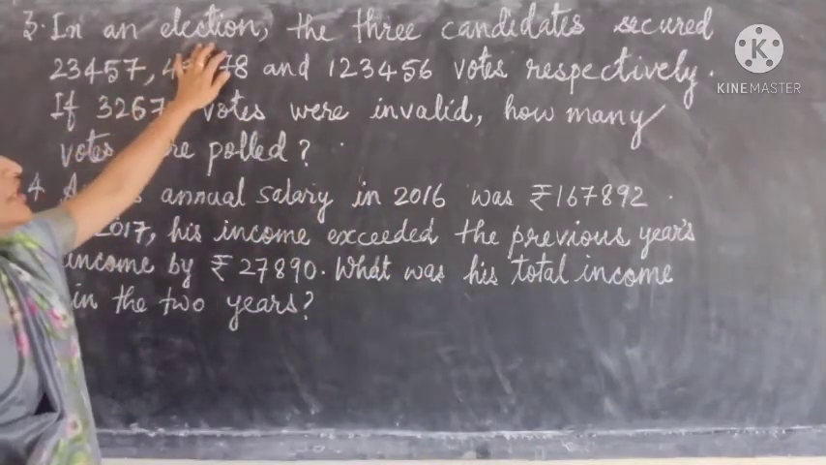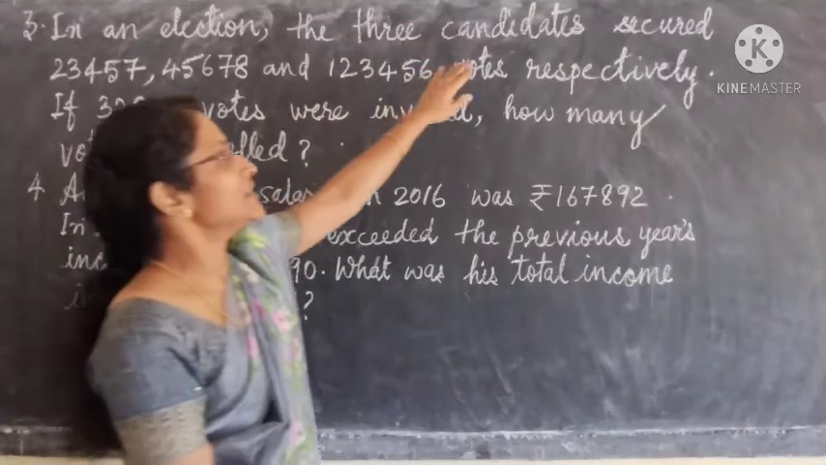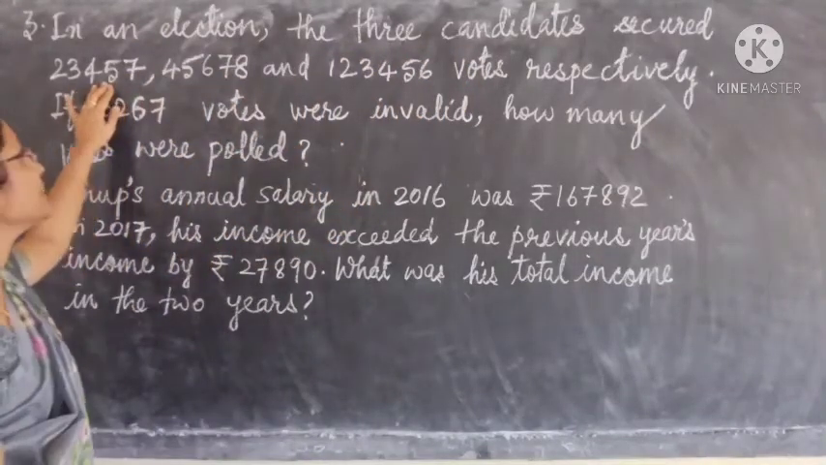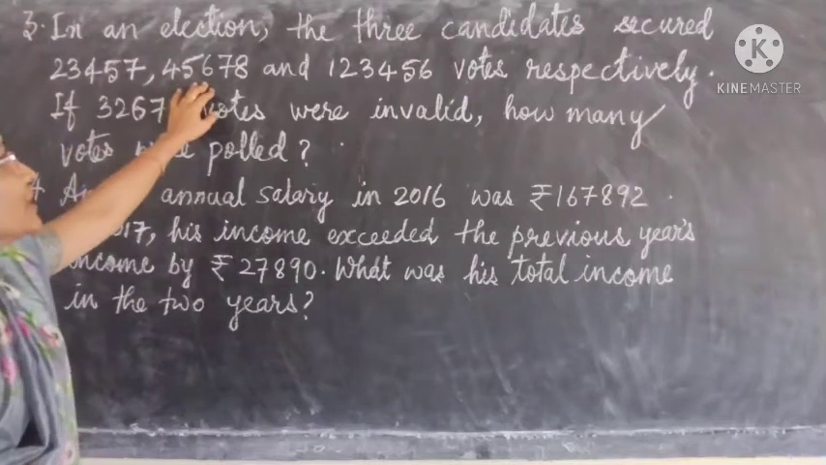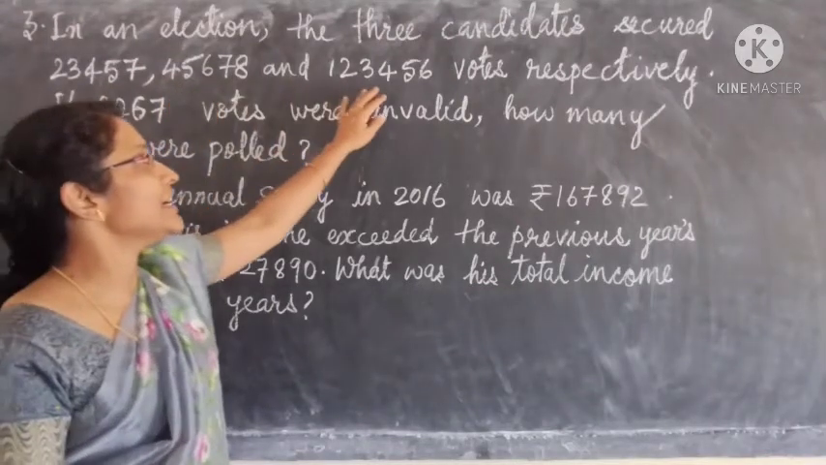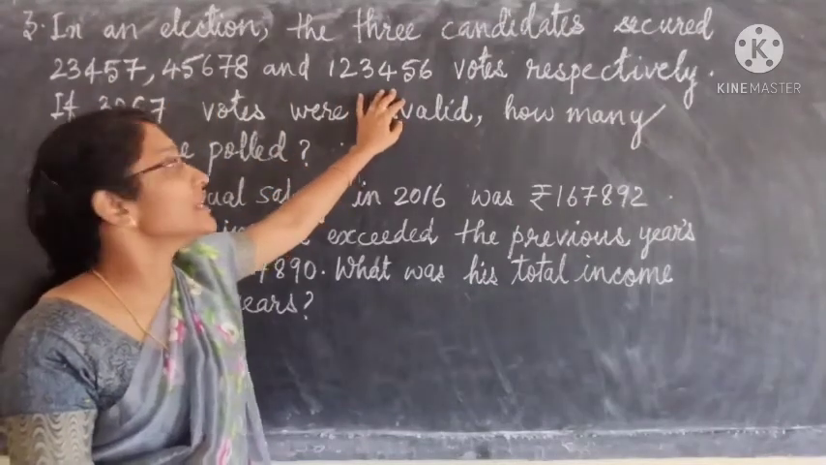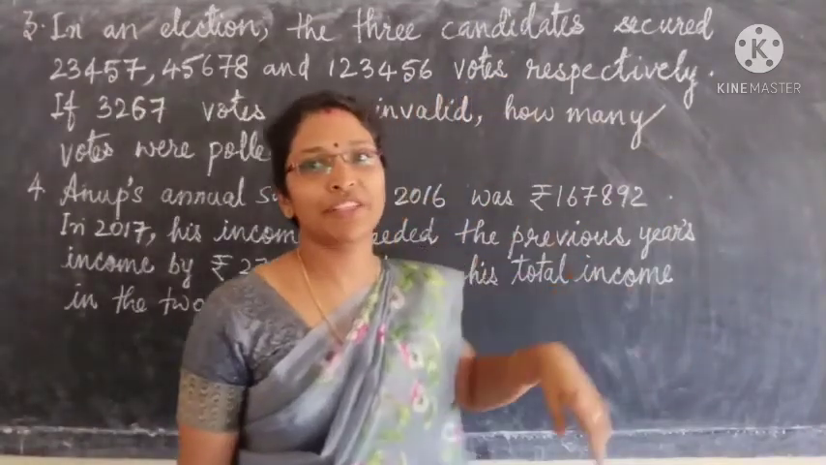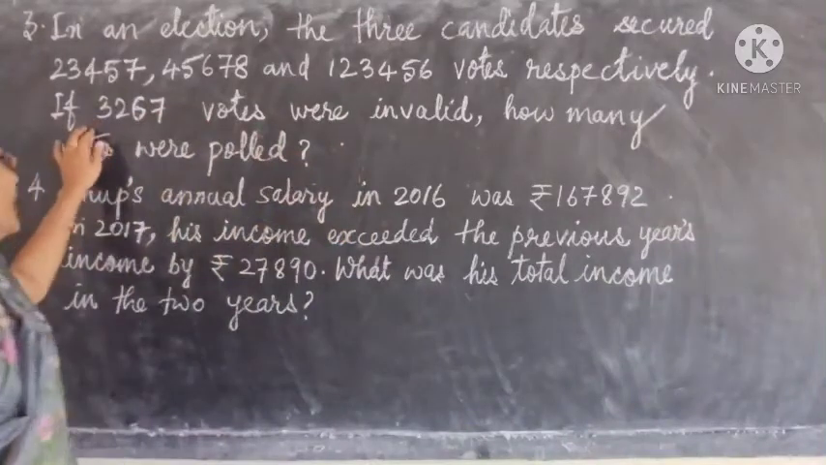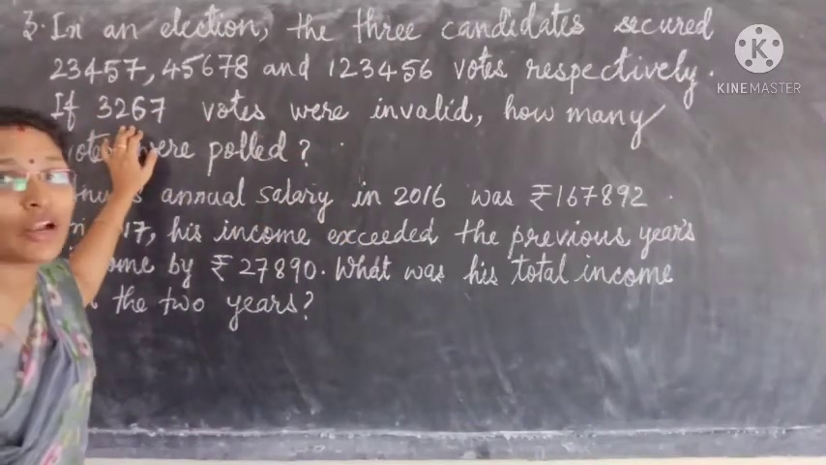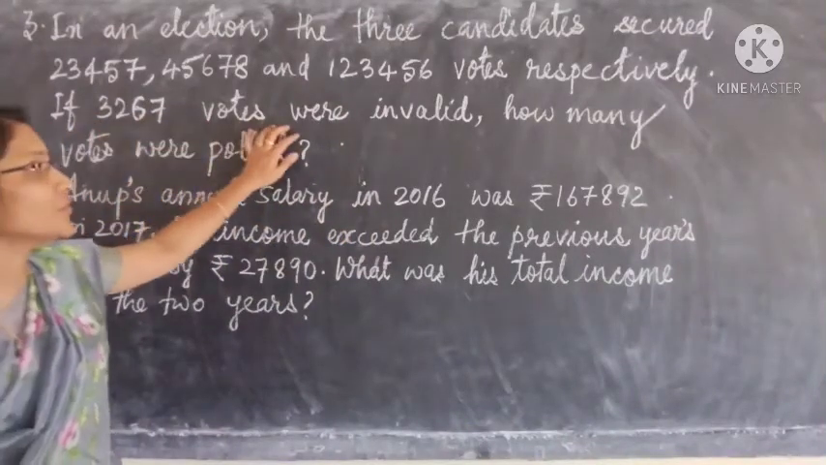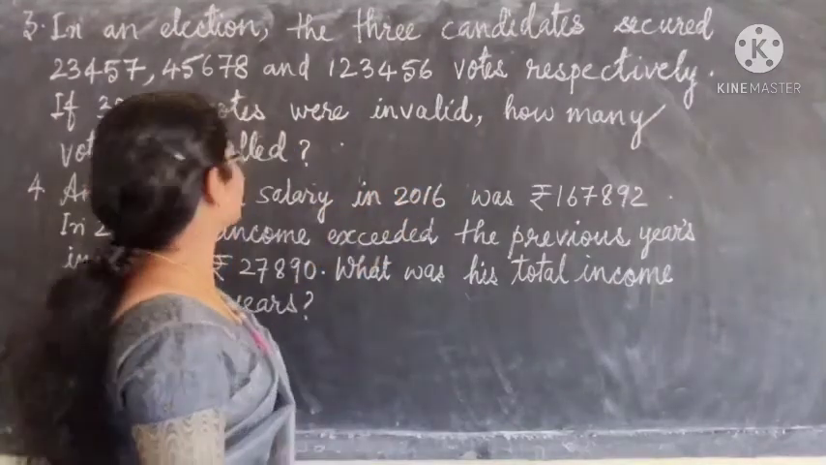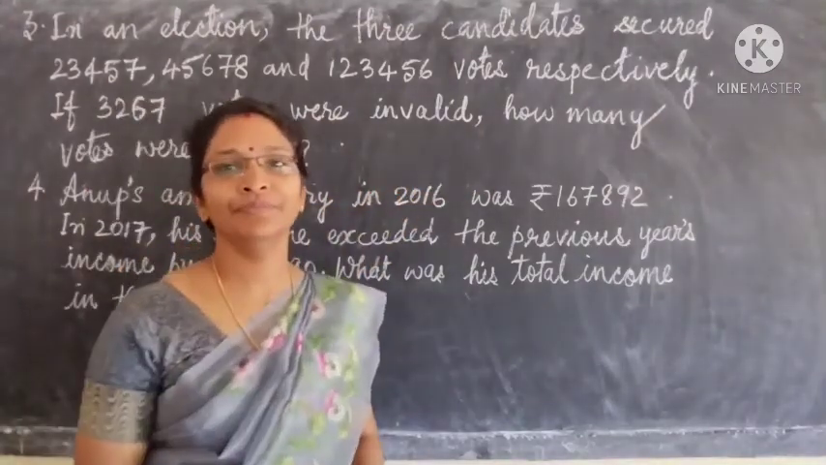In an election, the three candidates secured 23,457, 45,678 and 1,23,456 votes respectively. If 3,267 votes were invalid, how many votes were polled?